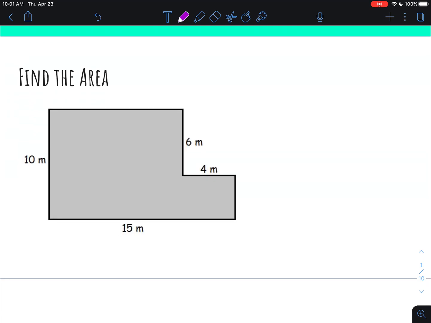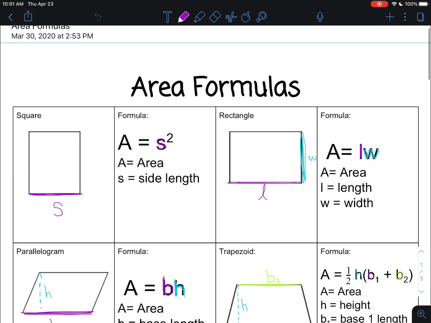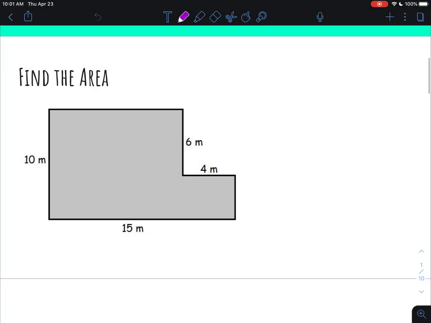So the first one we're going to do, if you notice, this is a weird shape. If you go to your formula sheet, there is nothing on here that looks like that. So that's why these are called compound polygons. It's kind of like a puzzle you have to figure out. How this works is you want to cut this compound polygon into shapes you know how to find the area of. You can cut it any way that you want to. Everyone processes these differently. So if I cut it differently than you, you're not wrong, it's just different. But me, I would cut right here.